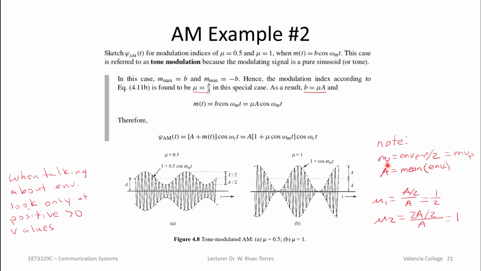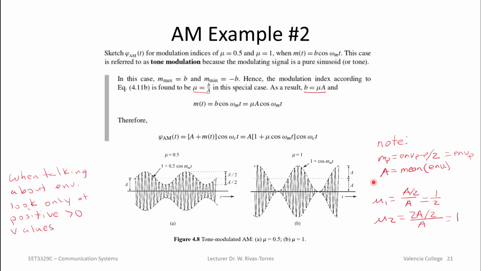So note that MP is the envelope peak to peak divided by 2, or just the envelope peak, right? But when I say envelope, I'm talking about the envelope of the modulated signal, but only, I already told you, on the positive side. Don't look at the negative side. So it's not this peak to peak, it's the envelope peak to peak. So this peak and this peak is the one that we're talking about, right?